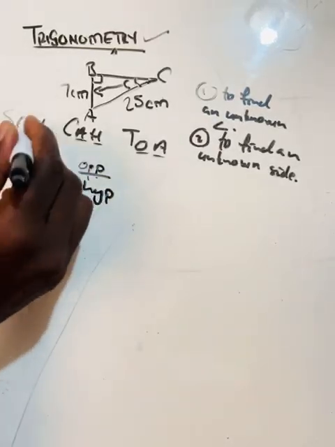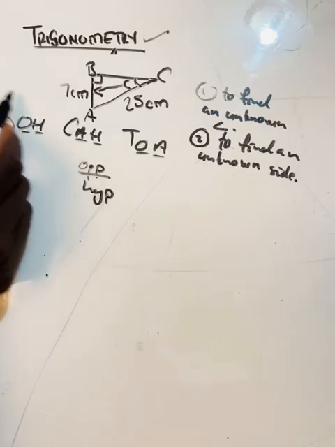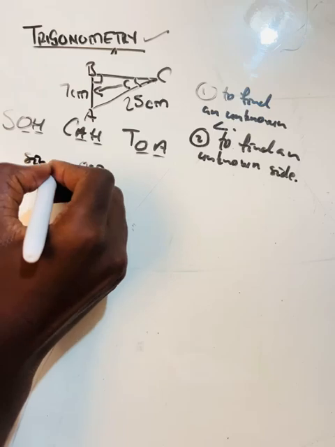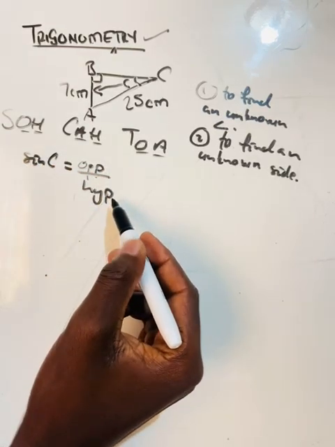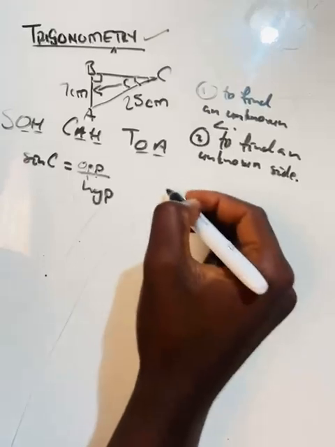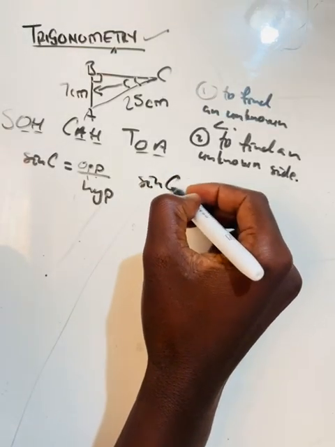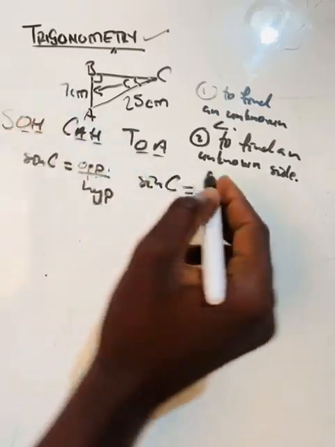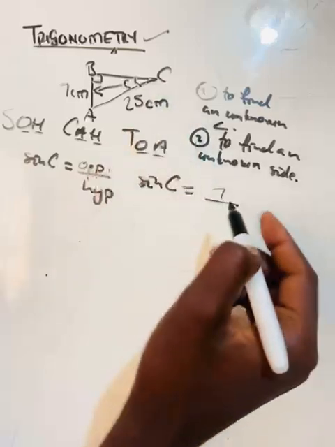I come to my 3 trig ratios. Where is opposite over hypotenuse? It's here on sin. So in other words, we are now saying sin angle C is equal to opposite over hypotenuse, and we say sin of angle C that we do not know is equal to, what is the opposite? It is 7 over, what is the hypotenuse? 25.